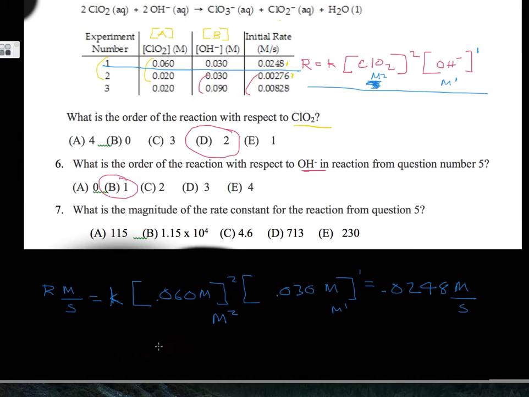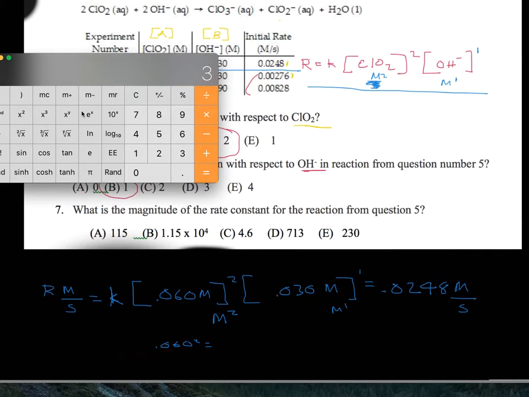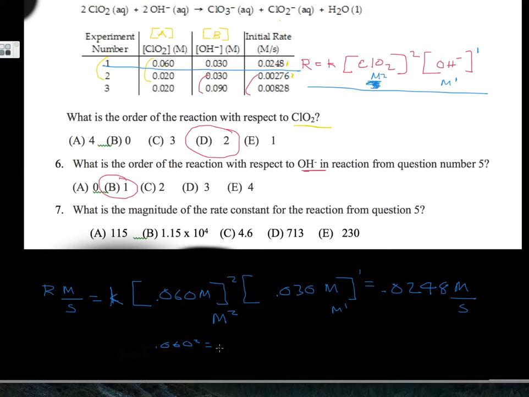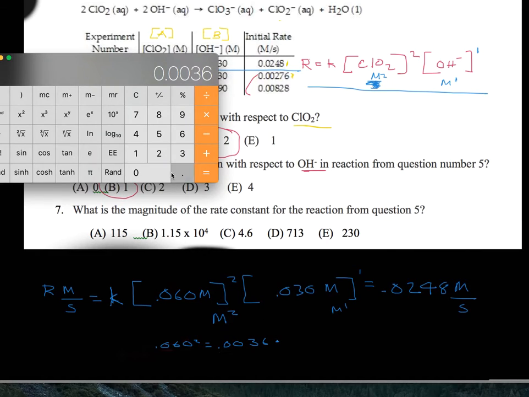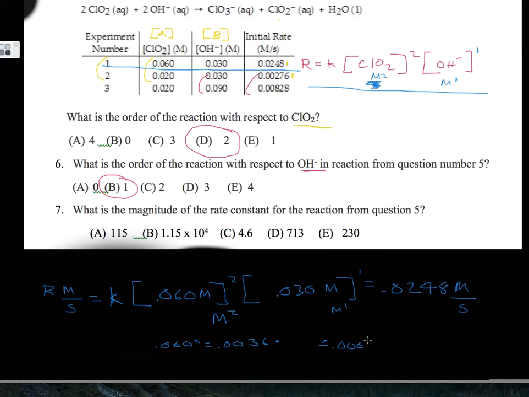But first we want to take 0.060 squared, which equals, let me get my calculator again, 0.0036. Then 0.0036 times 0.030, because that was just 0.030 to the first, is 0.000108.